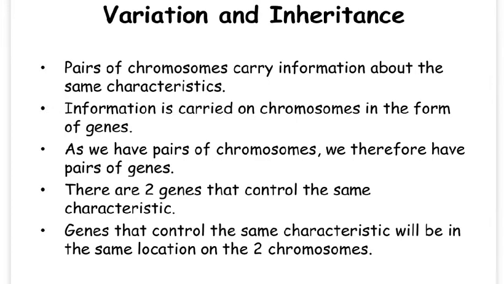So in the nucleus of our cells we have 23 pairs of chromosomes, which are the same in all our cells. These pairs of chromosomes carry information about the same characteristics, and this information is carried on chromosomes in the form of genes. Because we have pairs of chromosomes, we therefore have pairs of genes. This means that there are two genes that control the same characteristic, and these genes will be in the same location on each of the two chromosomes. In fact, they are in the same location of the same chromosomes in everybody. For example, the genes that control our eye colour will always be in the same location of the same chromosomes, regardless of the person.